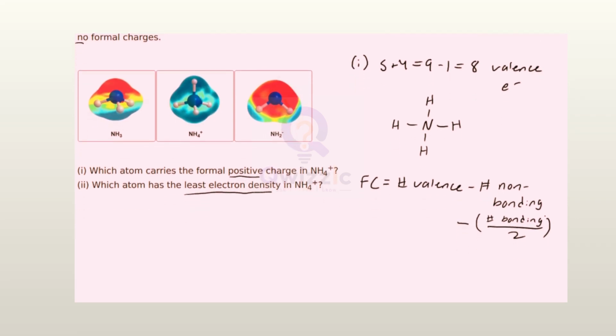So if I scroll down to give myself some space, let's start off by calculating the formal charge of nitrogen. Right, so nitrogen here, our valence electrons is 5. We have 0 non-bonding electrons because we have 0 lone pairs. And we have 8 bonding electrons because our nitrogen participates in 4 single bonds. Right, so that's going to be 8 divided by 2. So that's going to equal 5 minus 4, which means that we have a positive charge of plus 1.